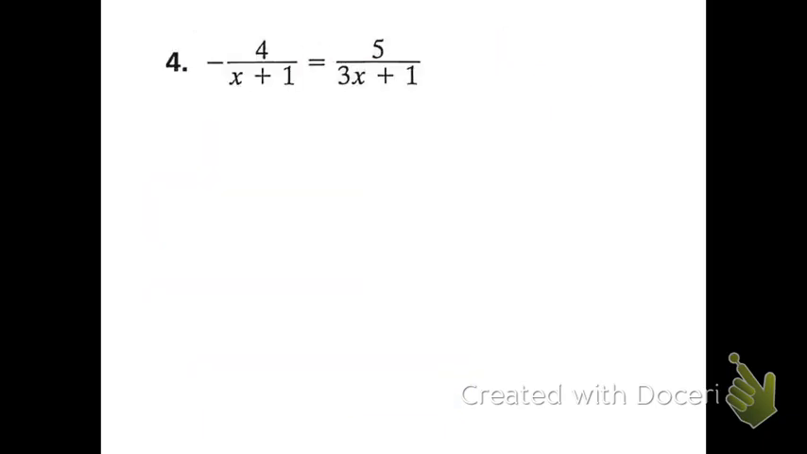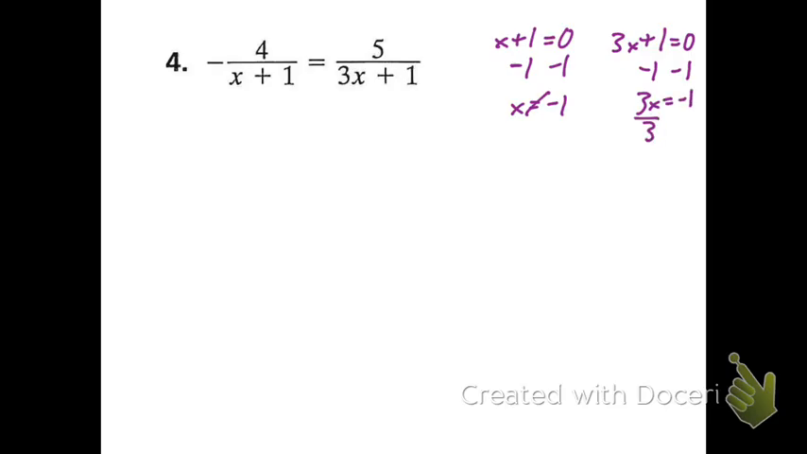All right, next up, we're going to have two different excluded values here. One where x plus 1 is equal to 0, and the other one where 3x plus 1 is equal to 0. So when I subtract 1 here, x can't be negative 1. Subtract 1, and then divide by 3. X can also not be negative 1/3. So we have to keep those in mind as we solve this problem.